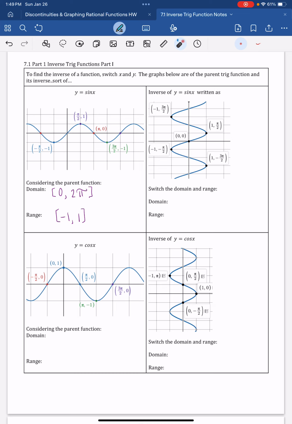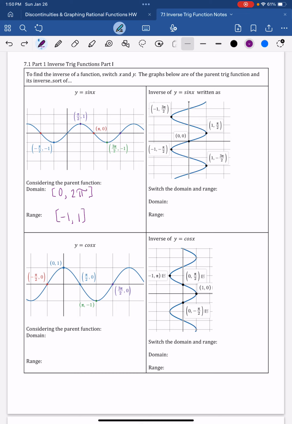So you'll notice that (-pi/2, -1) became (-1, -pi/2). (Pi/2, 1), switch x and y, became (1, pi/2). (Pi, 0) became (0, pi). (3 pi/2, -1) became (-1, 3 pi/2). So I switched x and y and you get this funky kind of graph. But there's something wrong with this graph. It fails the vertical line test, so this really can't be a function. Something's definitely wrong here.